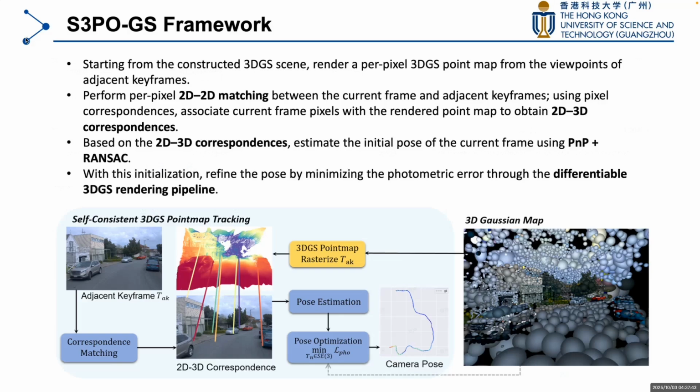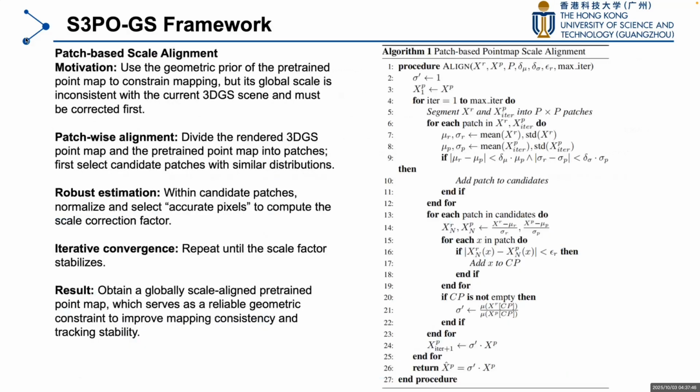A key part of our framework is patch-based scale alignment. The motivation is that the pre-trained point map has useful geometry, but its global scale does not match the Gaussian scene. So we must correct this. We divide both the Gaussian point map and the pre-trained point map into patches. Then we select candidate patches with similar distributions. Inside these patches, we normalize and select accurate pixels to compute the scale correction factor. We repeat this process until the scale factor stabilizes. In the end, we get a globally scale-aligned pre-trained point map. This aligned point map becomes a strong geometric constraint that improves both mapping consistency and tracking stability.